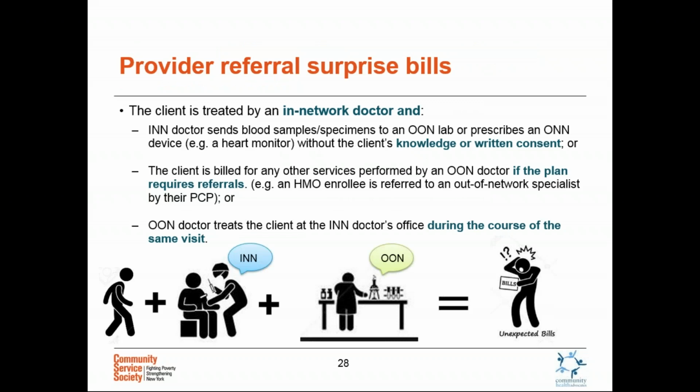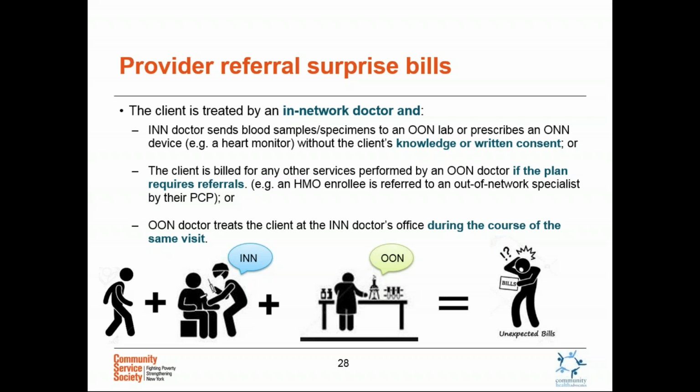So surprise bill scenario number 2 is the physician referral. In this case, the client is treated by an in-network doctor, and the in-network doctor sends blood or specimens to an out-of-network lab or prescribes an out-of-network device like a heart monitor without the client's knowledge or written consent to go out of network. Or the client is billed for any other services performed by an out-of-network doctor if the client's plan requires a referral.